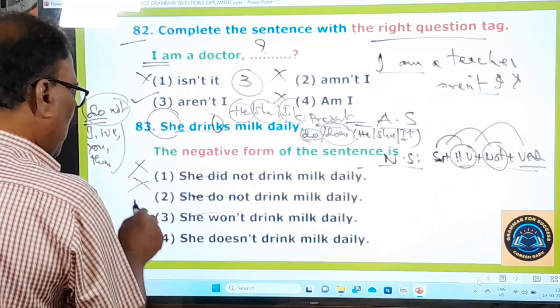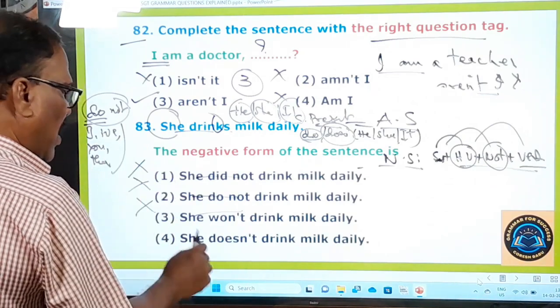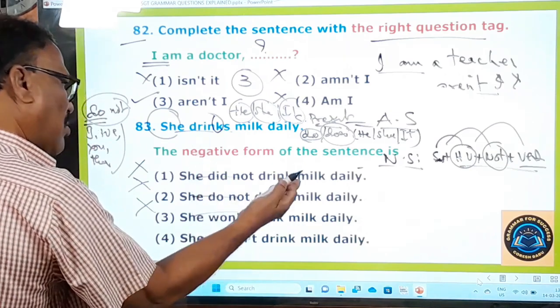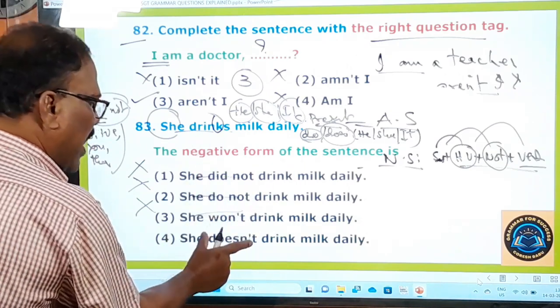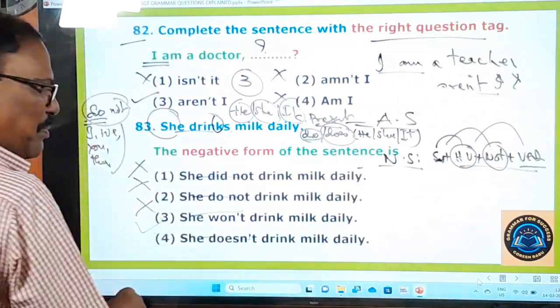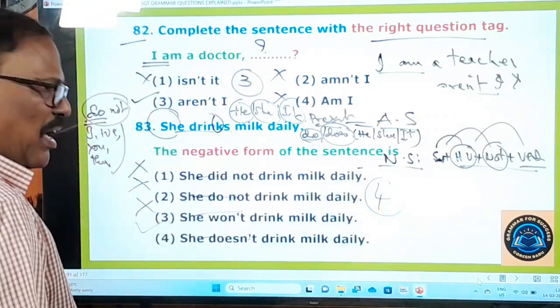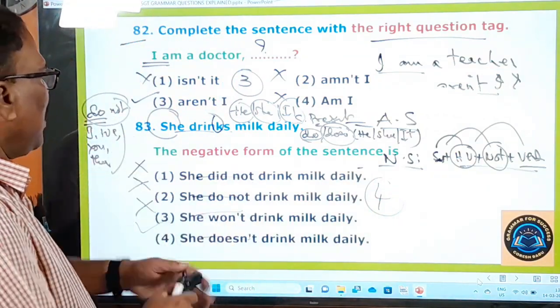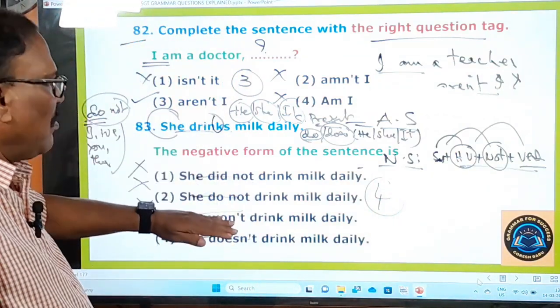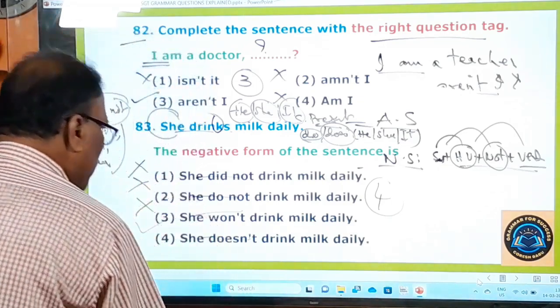"She won't" is not used. Wrong. The first one, second one, third one, these three sentences are wrong. And "she doesn't", does not or doesn't, it's a contracted form, no problem. "She doesn't drink milk." So this fourth one is going to be your answer. First three are wrong, and only the fourth one is the right one. This is how you have to change this simple present into a negative sentence. Now let's move on to other questions.